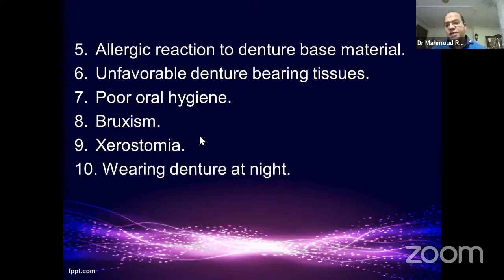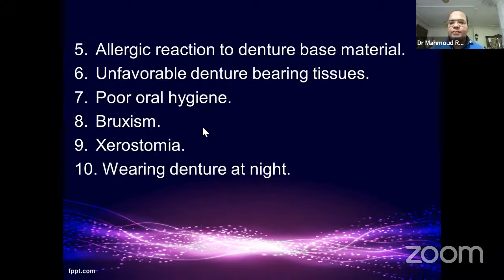Also, bruxism. If the patient has nocturnal habits like bruxism or clenching, it will cause generalized soreness, because we have a high duration and a high magnitude of force falling onto the mucosa and the bone of his denture foundation. In this patient, if not treated properly, we may face rapid bone resorption, and the denture may need frequent relining soon.